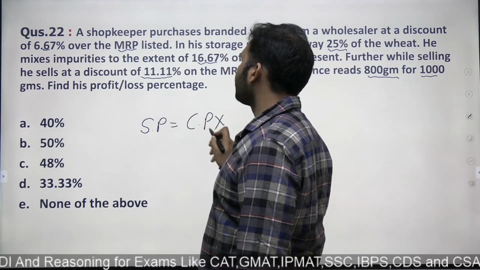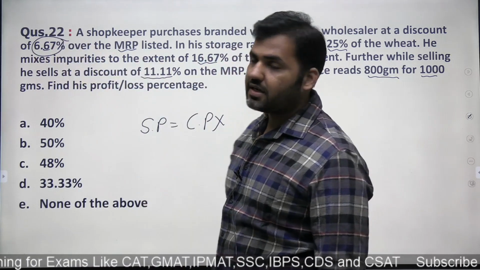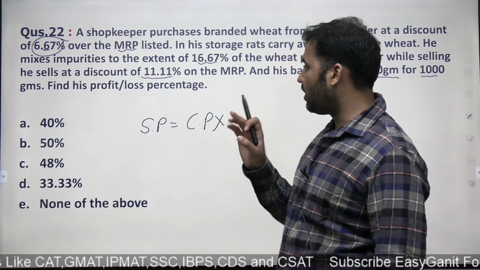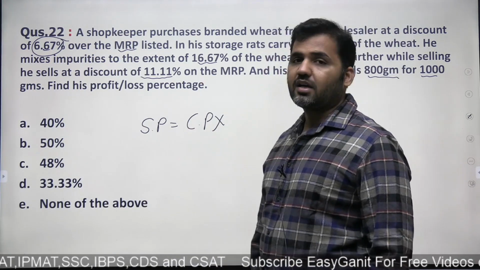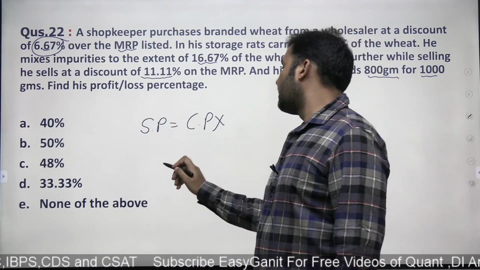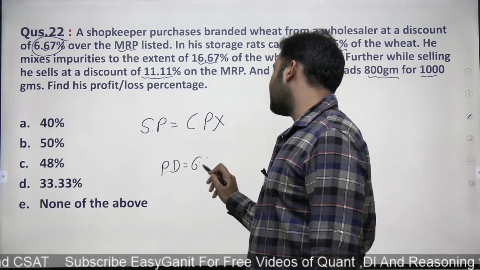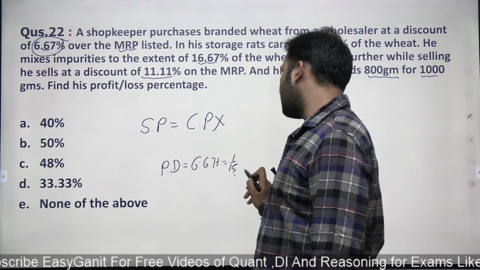So just see that. If I'm purchasing something at a discount of 6.67%, what will be the multiplying factor, right? The whole question is on the game of multiplying factor. The whole question is based on the concept of multiplying factor. You see that the purchasing discount is given to me as 6.67%, which in terms of fraction is equal to 1 by 15. What is the meaning of it?